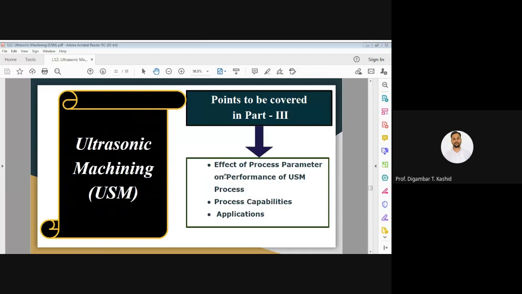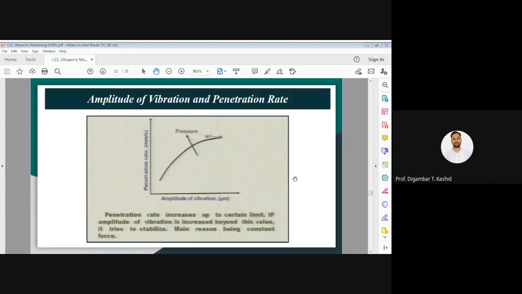So, let us discuss the effect of various process parameters on the performance of ultrasonic machining. Let us take the first parameter, that is amplitude of vibration and penetration rate. Amplitude of vibration is one input process parameter, and we are going to see how this input process parameter affects the performance, and the performance here we have evaluated in terms of penetration rate.